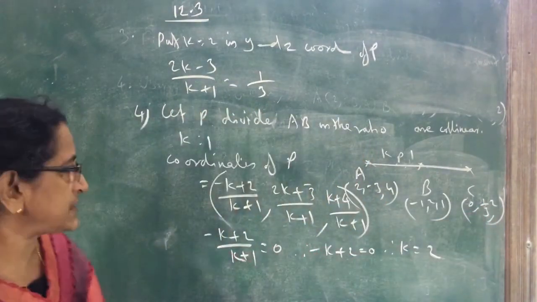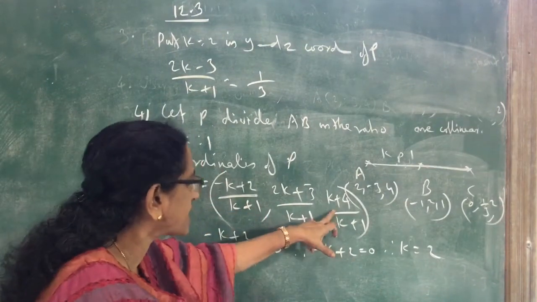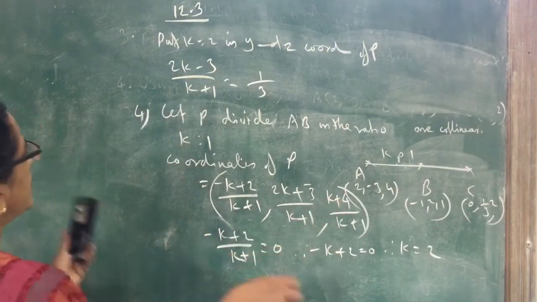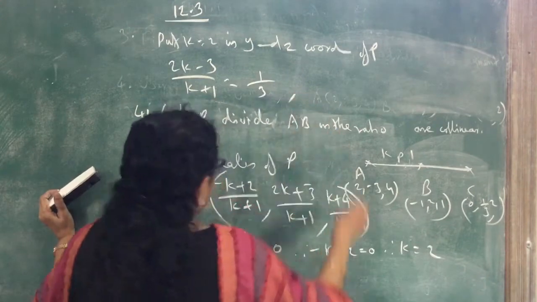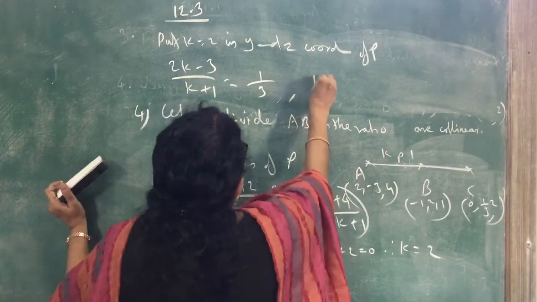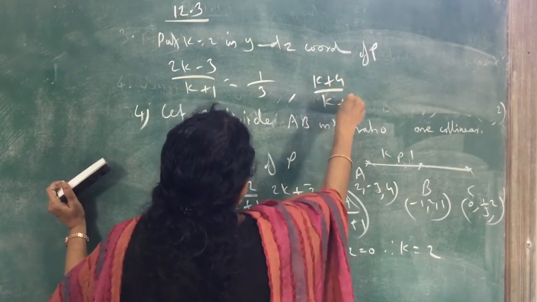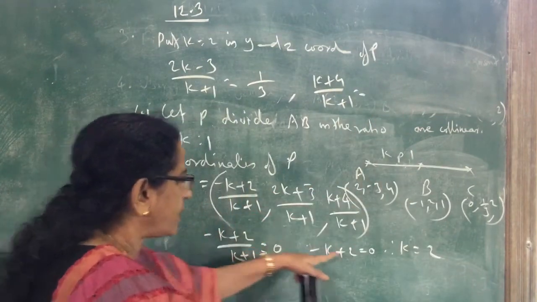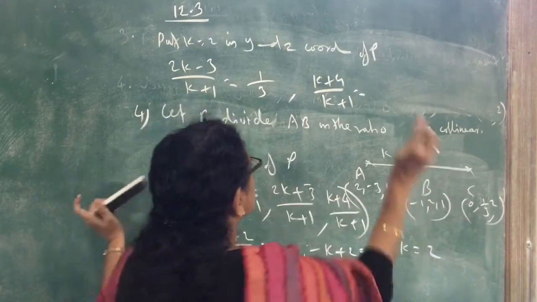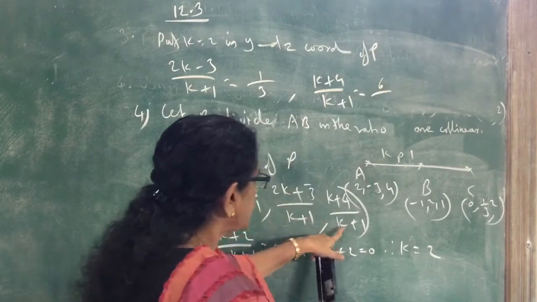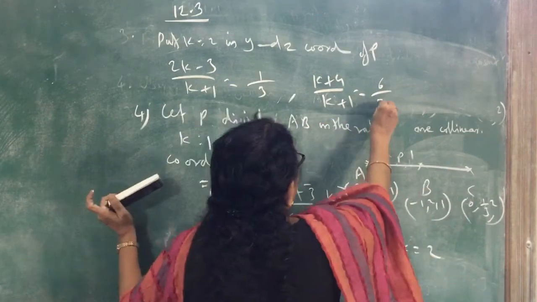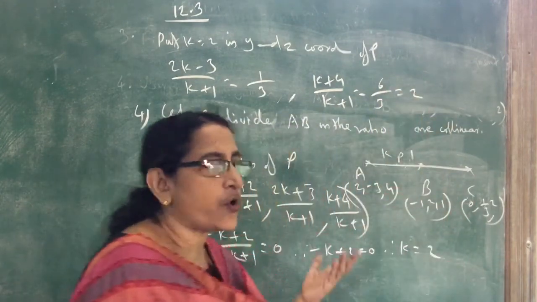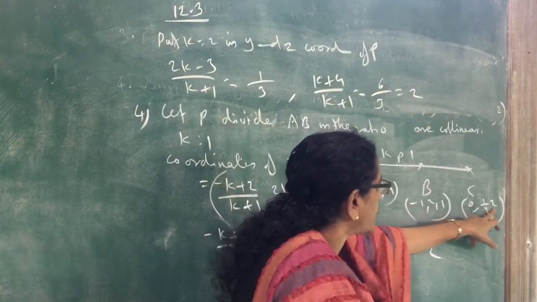Now we will substitute K equal to 2 in the z coordinate of the point P. So we get K plus 4 by K plus 1 equal to, put K equal to 2, 2 plus 4, 6, divided by 2 plus 1, that is 3, that is equal to 2. That is the same as the z coordinate of the point C.